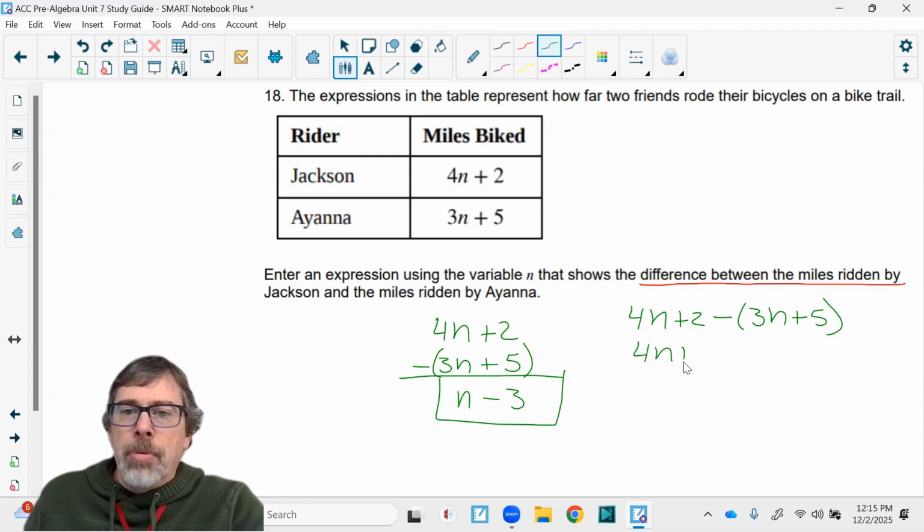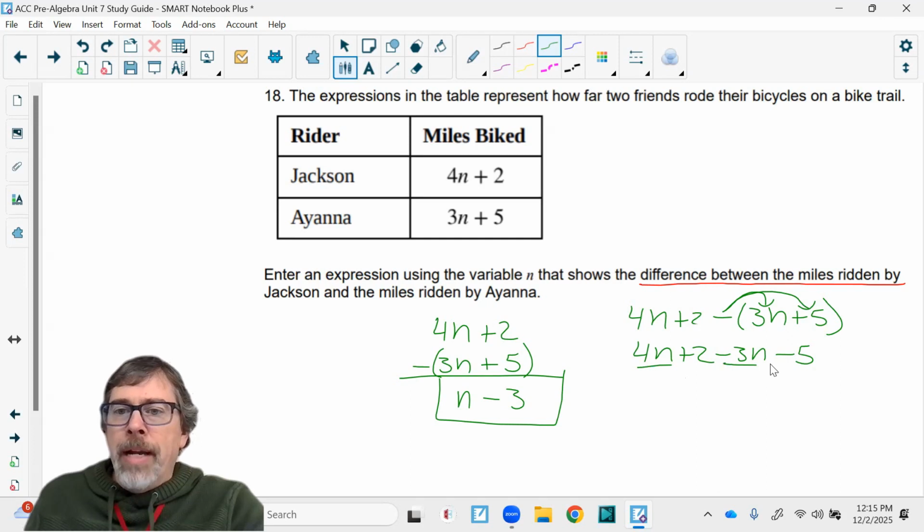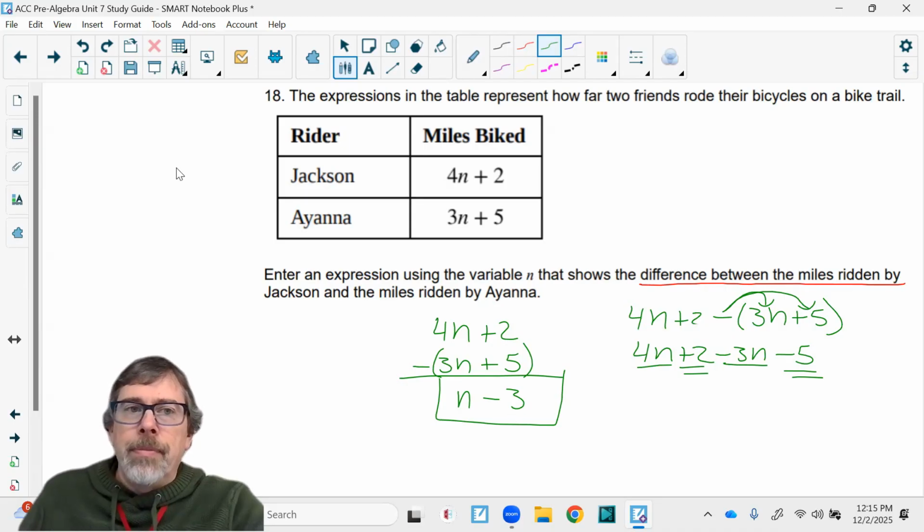4n just sits there, plus 2 just stays there. Negative times a positive is negative 3n. Negative times a positive is negative 5. Maybe this way would be better. And then 4n minus 3n is n. And positive 2 minus 5 is negative 3.